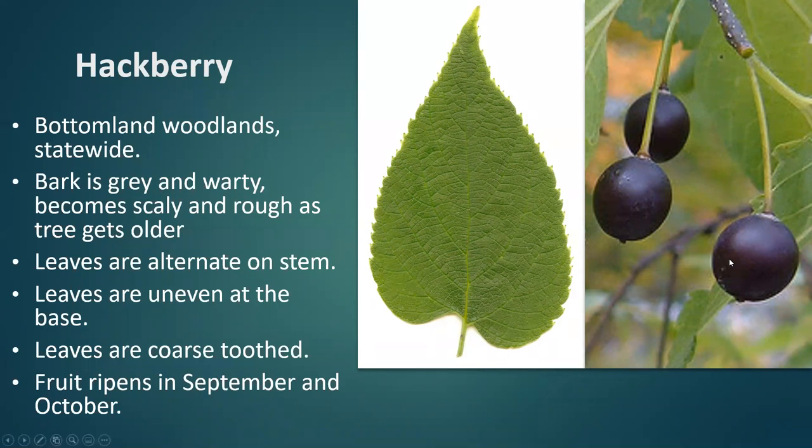Deer do browse on these if they don't have other preferred food in the area, so they do eat them once in a while. Again, this tree, if you go to the next slide, I believe there's a picture of it.